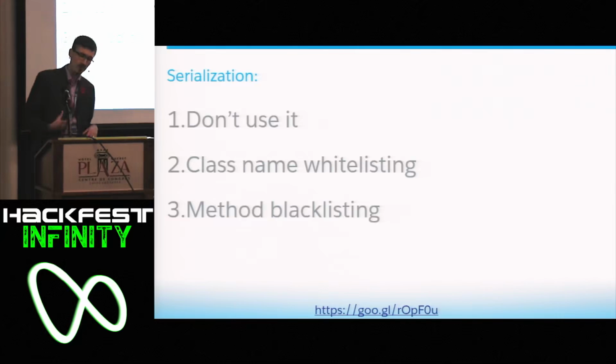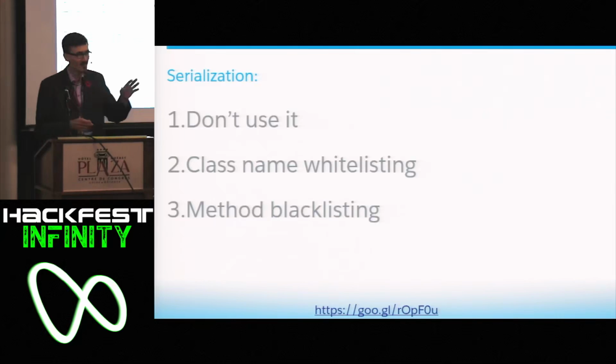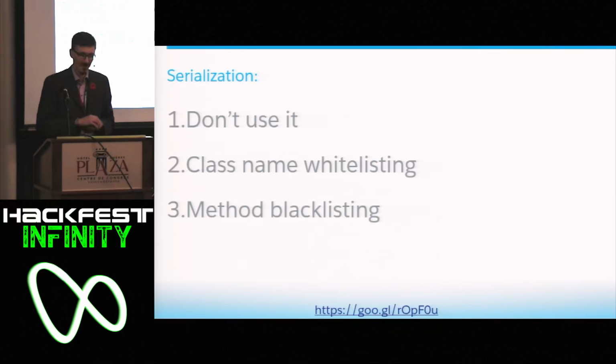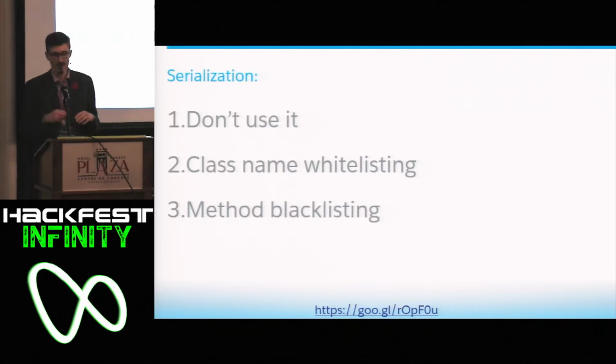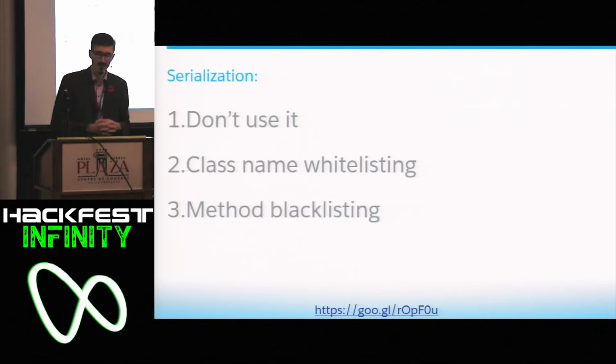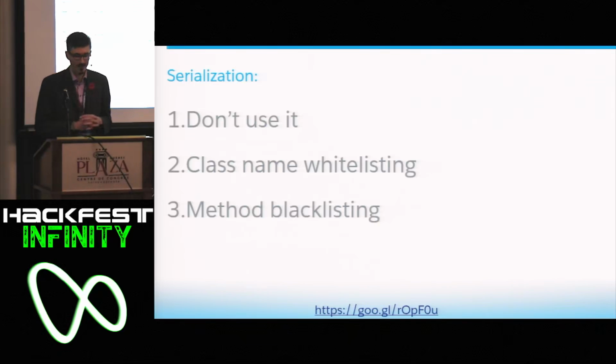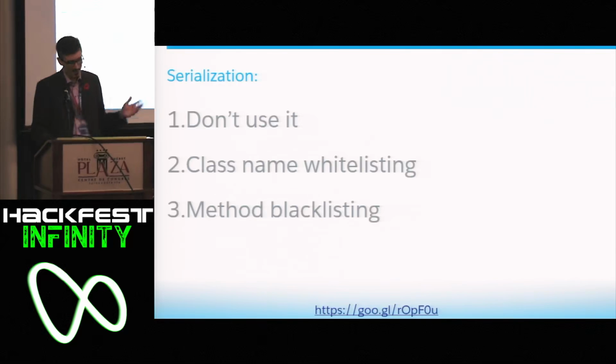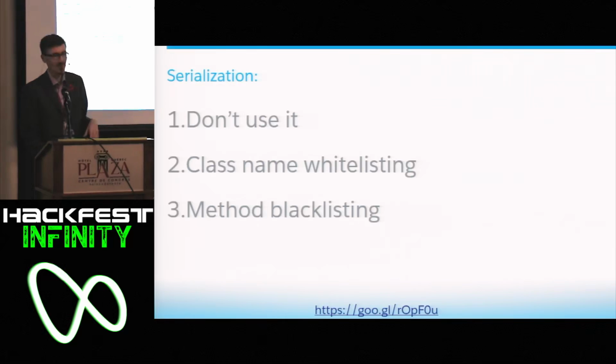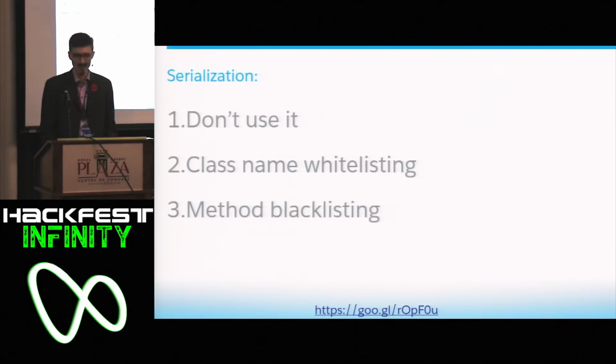And then, bringing the conclusion to my conclusion: if you're a developer, just don't use serialization, because I hope I was able to convince you that it's a risky proposition. And if you really, really have to, let's say you cannot use JSON or a safer and more secure alternative, try to use class name whitelisting. And if you really can't, try this method blacklisting. But again, try not to use it at all. And with that, I have a few minutes for questions.